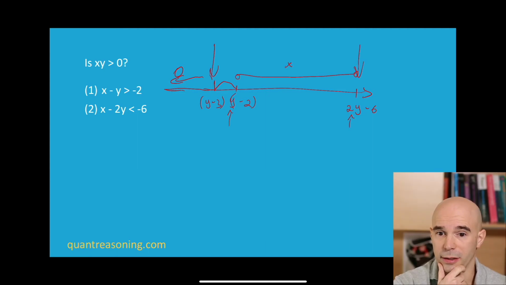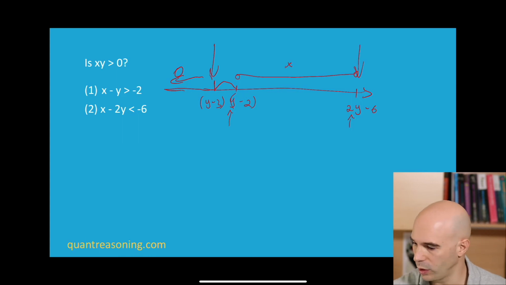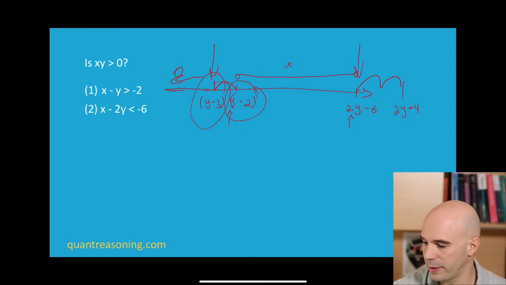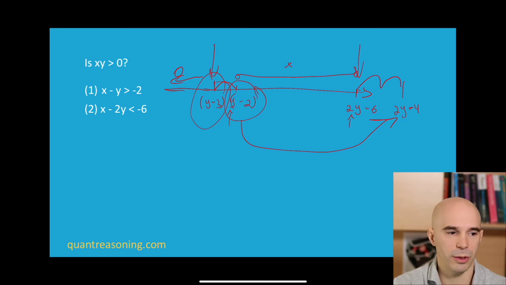That's right. That's another way to do it, is to ask yourself, where's 2y minus 4? 2y minus 4 would be 2 units to the right of 2y minus 6. So I did it by looking at y minus 3, but instead you could say, well, here's y minus 2, and 2y minus 4 would be all the way over there, meaning y minus 2 has to be positive.